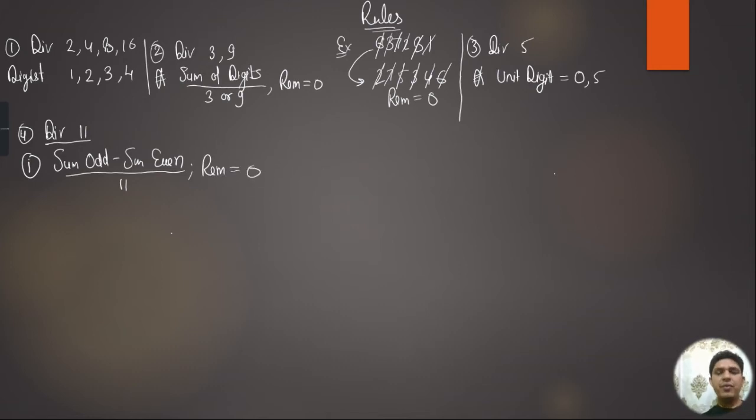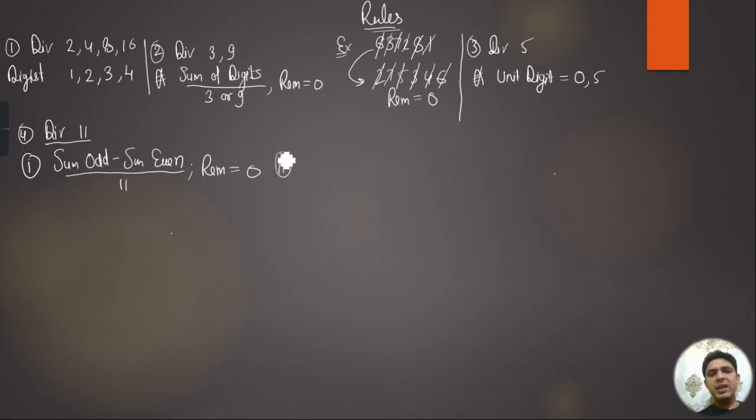This is the first rule. Sum of the digits at odd places minus sum of the digits at even places, divided by 11, remainder should be 0. In most of the cases, the first rule is used, but not everywhere.